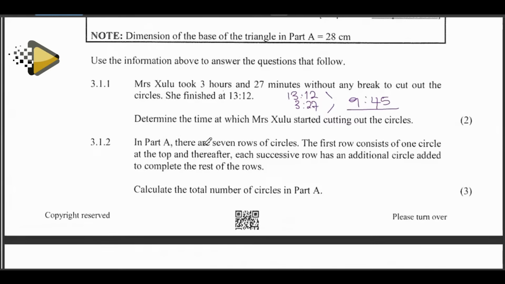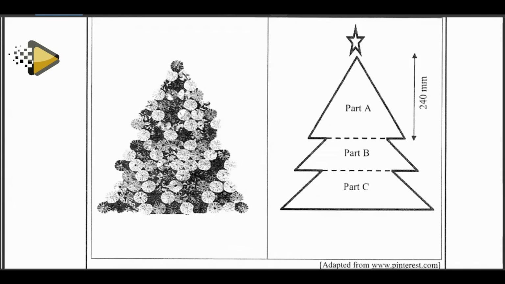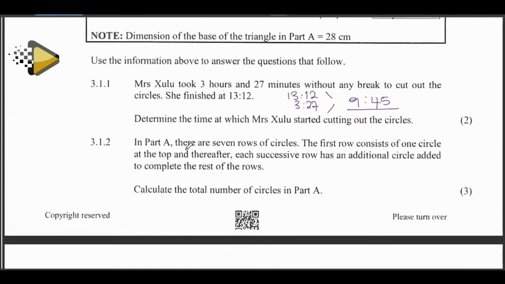In part A, there are 7 rows of circles. The first row consists of 1 circle at the top, and thereafter each successive row has an additional circle added to complete the rest of the rows. You see that? So if there are 7, meaning row 1 has 1, row 2 will have 2. Row 3, we add another circle, it has 3. You understand? So it goes on and it goes on. So here they're asking you, calculate the total number of circles in part A.